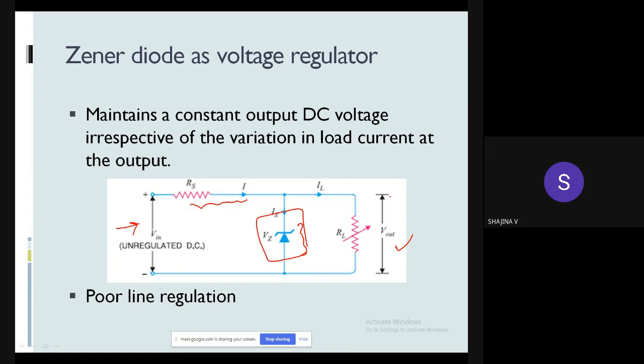is poor line regulation. Poor line regulation means that load variations can be overcome using a Zener diode, but line variations, that is supply voltage variations, cannot be compensated correctly. That is why we call it poor line regulation for a Zener diode. So we use another circuit configuration, where we include a transistor along with this Zener diode.